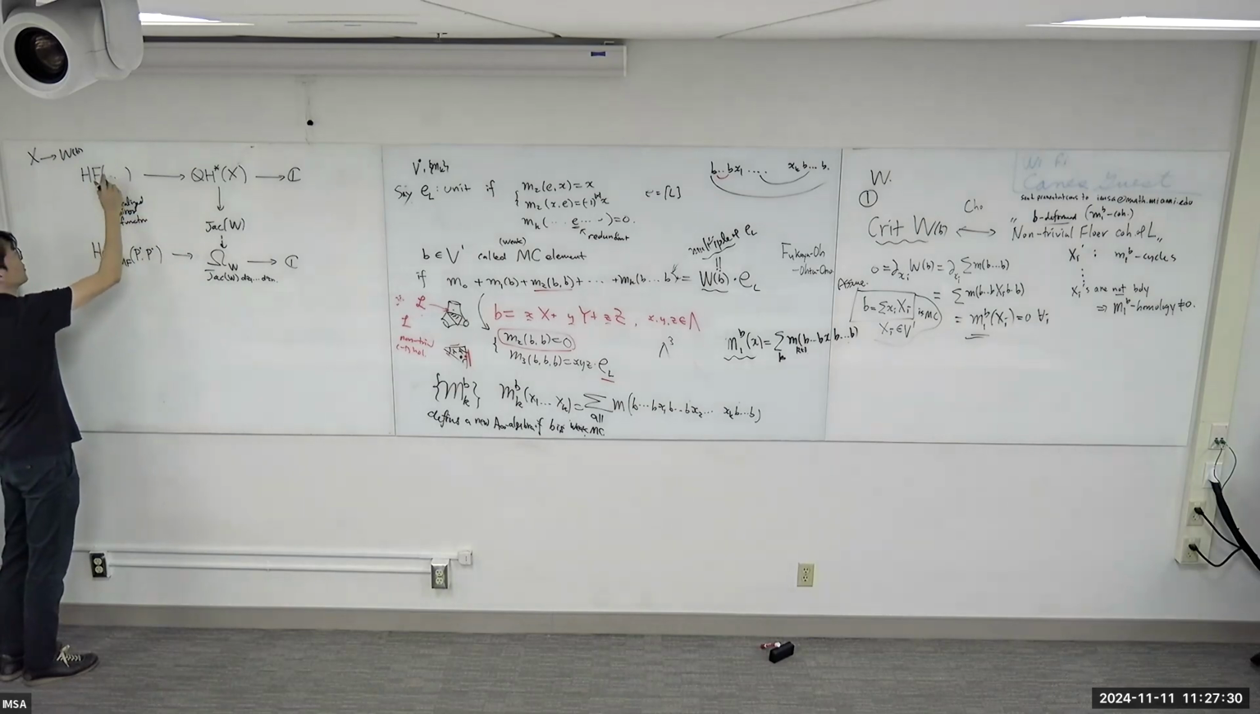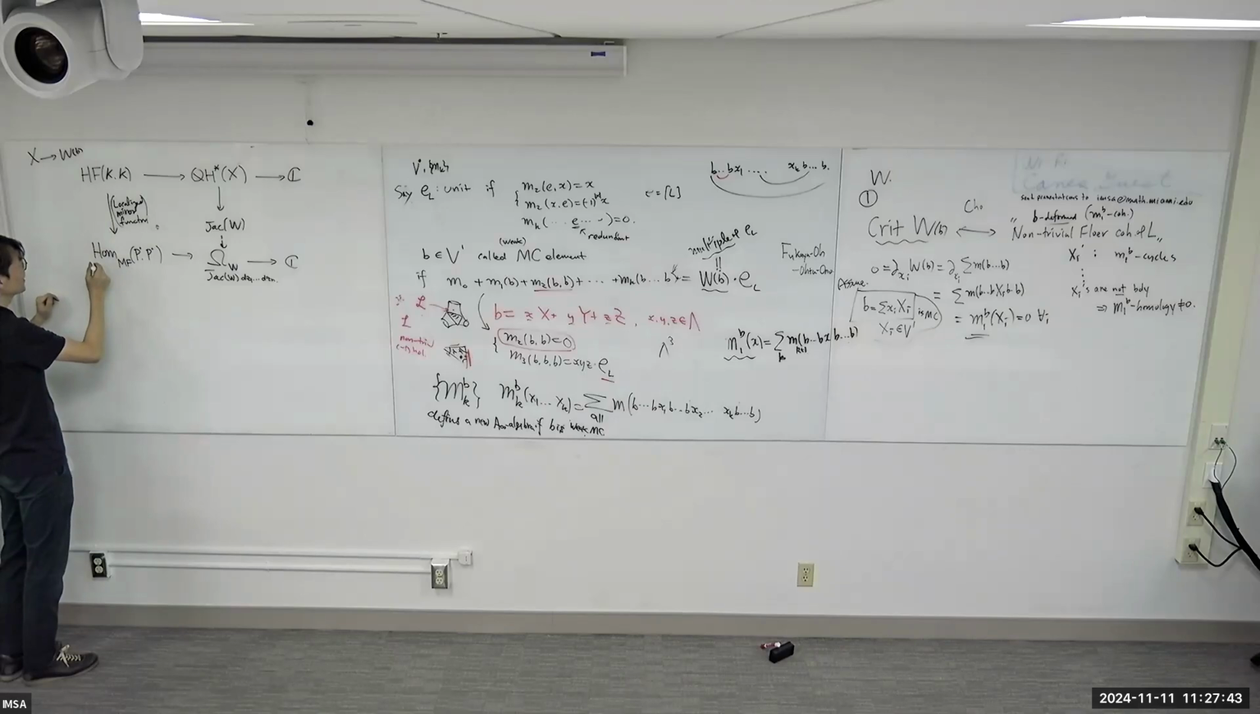Why do you call it a functor? Because you have two infinity algebras, and there is a restriction of the localized one. Anyway, there is a functor.